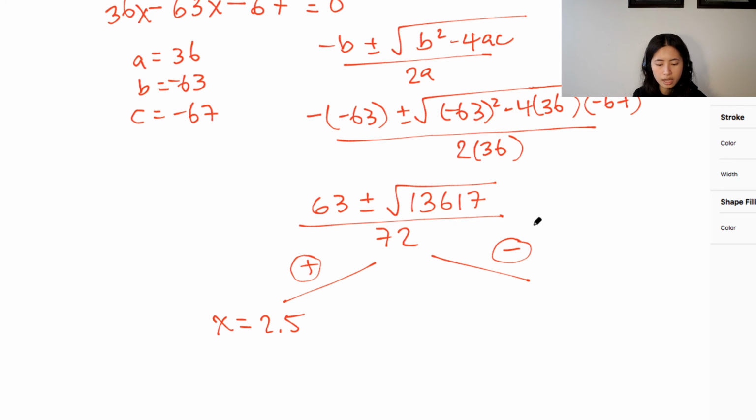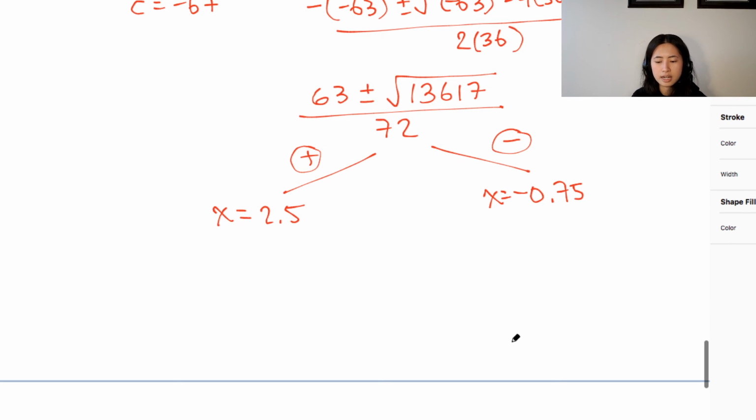to have 63 minus square root of 13,617 divided by 72. This would be negative 0.75, right? So that's your x over there, right? And because it's an inflection point, right? So your inflection point could be at 2.5 and negative 0.5, right? So you have IP at 2.5, comma, whatever this is, right?